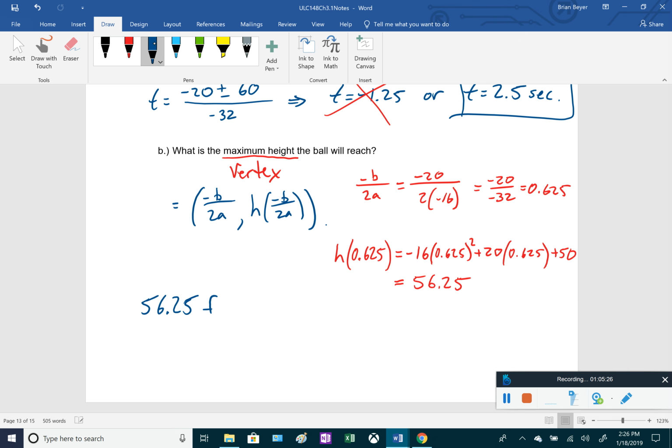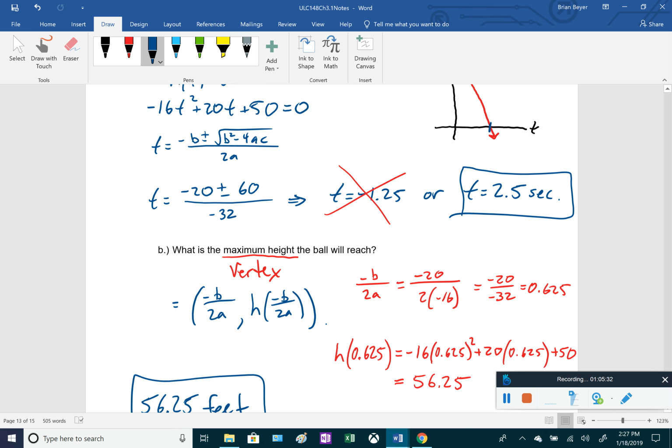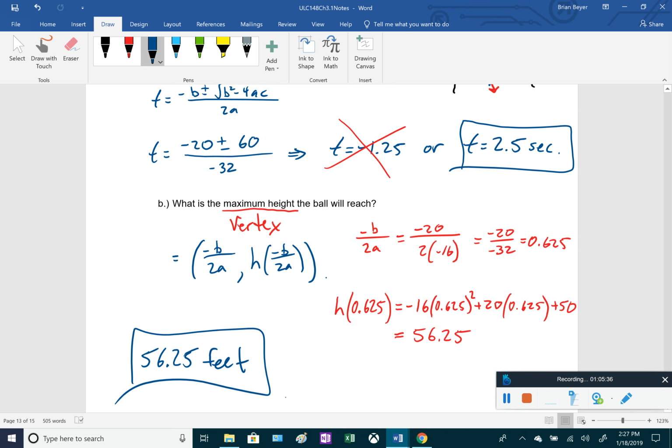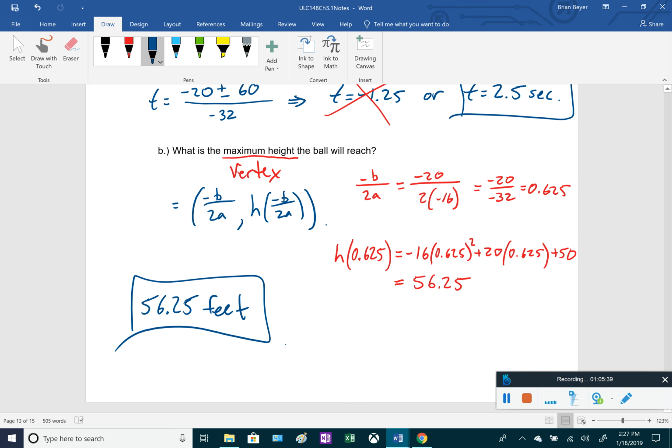I believe it was in feet. And that will be our answer. Make sure it was in feet. Yes. Okay, which makes sense because we started at 50 feet and we threw it, got up another 6.25 feet, and then it started going back down. Okay, so pretty long section, but that is it for chapter 3.1.